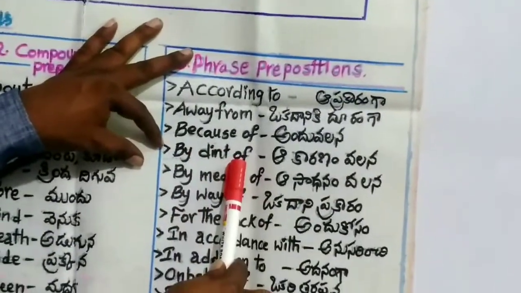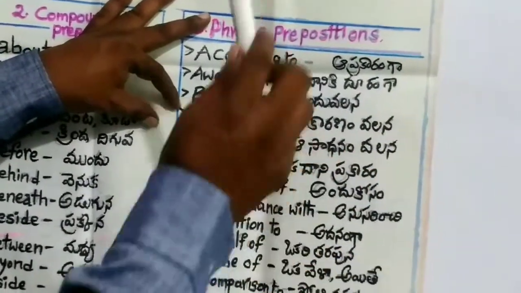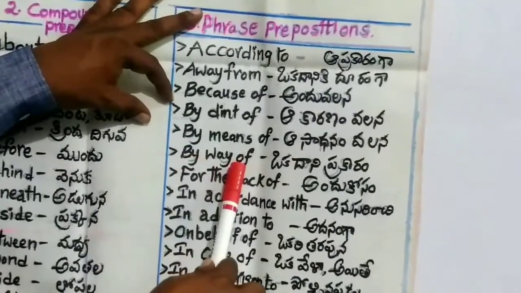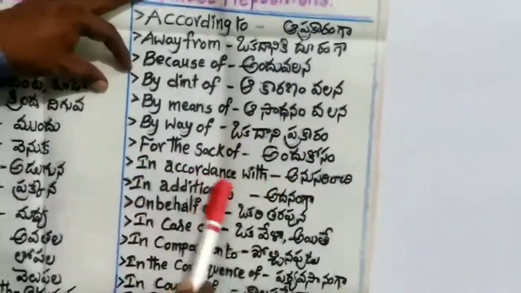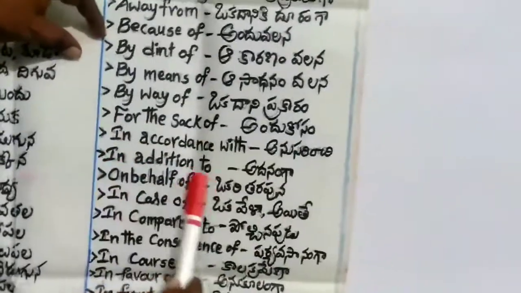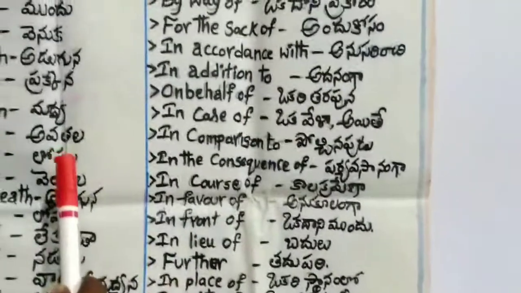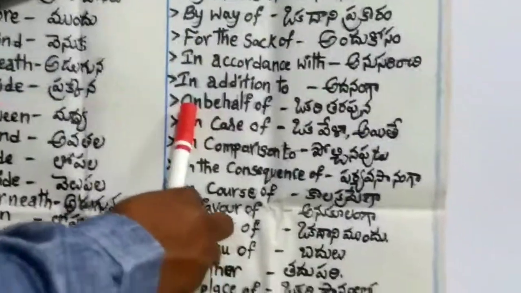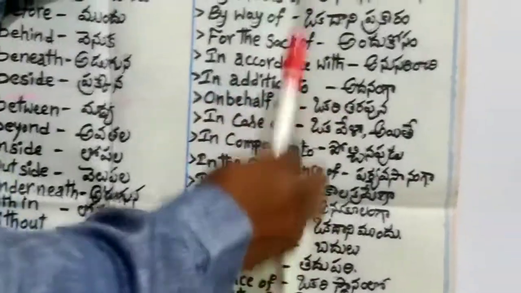By dint of ఆ కారణం వలన, by means of ఆ సాధనం వలన, దాని వలన, by way of ఒకదాని ప్రకారం, for the sake of అందుకోసం, in accordance with అనుసరించి, in addition to అదనంగా, on behalf of ఒకరి తరపున. So Sushma Swaraj represents the meeting on behalf of India. Okay, on behalf of తరపున.